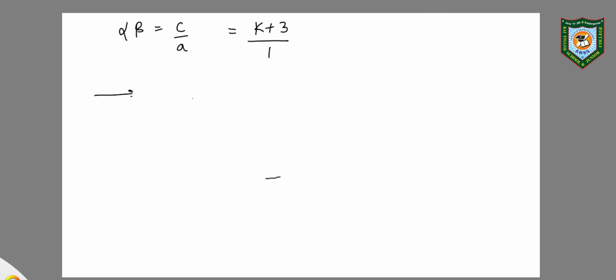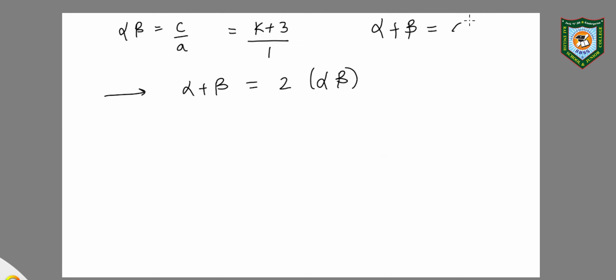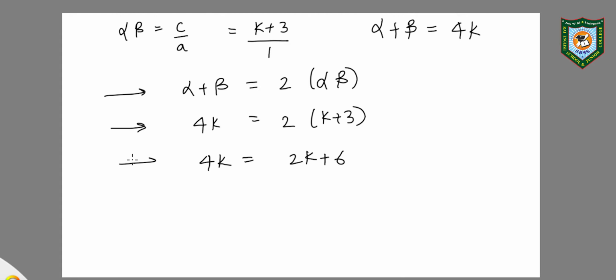I'll rewrite this so that all of you understand. So we have alpha plus beta is equal to 2 times alpha beta. My alpha plus beta value was 4k. So all I need to do is substitute the values in this equation. So I have 4k is equal to 2 times k plus 3. This implies 4k is equal to 2k plus 6. Taking 2k to the left hand side, I am left with 2k on the left hand side. This is equal to 6. So my value for k becomes 3.